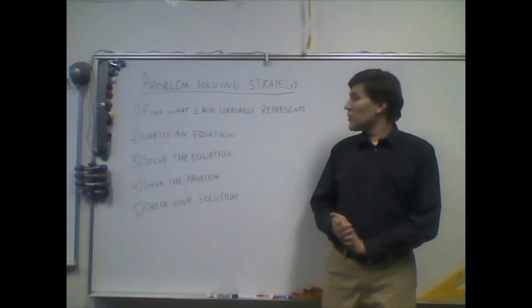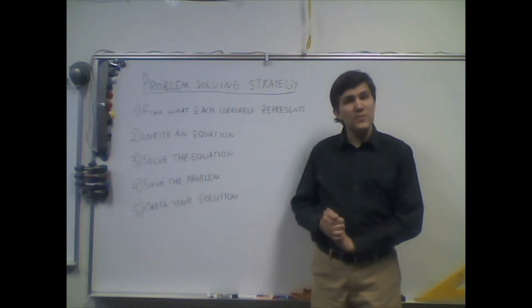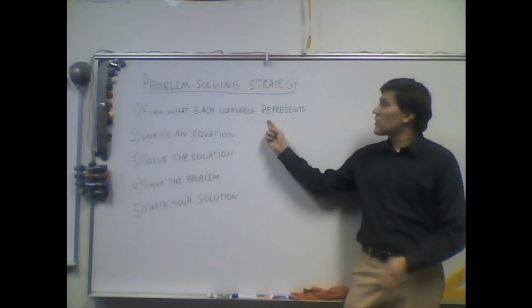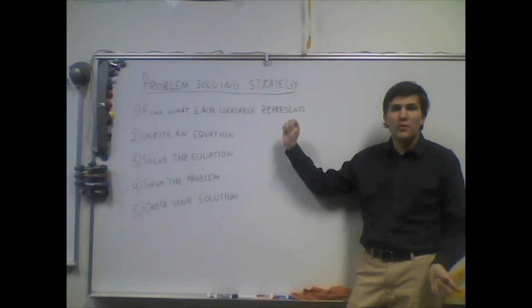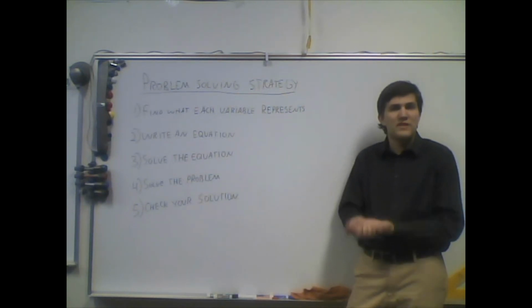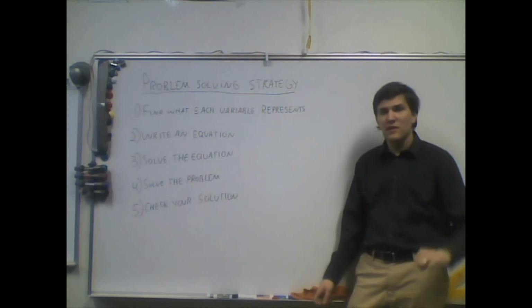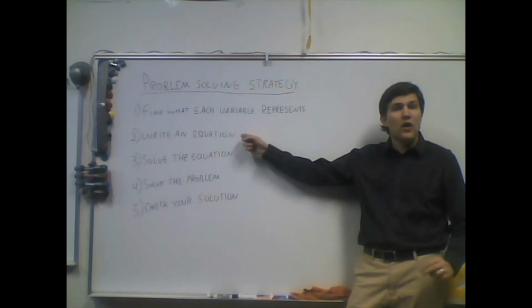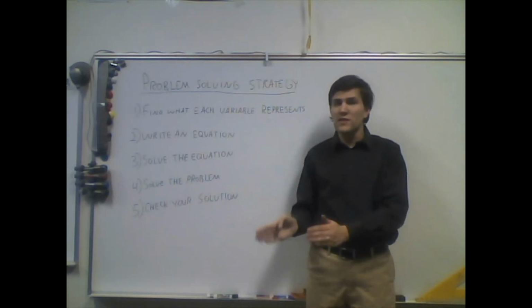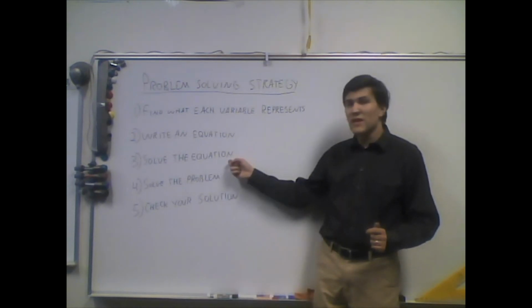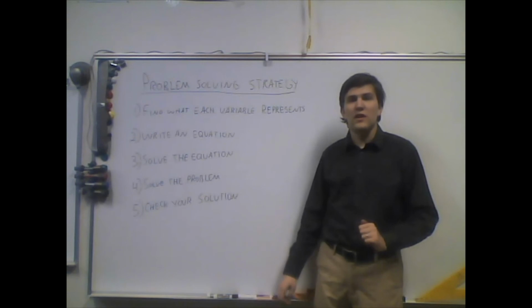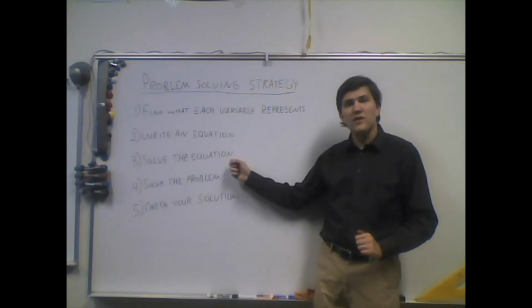So, to conclude, we have a 5-step problem-solving strategy. First, we start off by coming up with a variable for each number. We find out what each variable represents in terms of our real-world situation. Second, we write an equation linking all of the things we know, all of our knowns, and all of our unknowns, the things that we don't know yet. The third thing we do is we solve that equation. So we want to be able to find what x equals or what y equals.